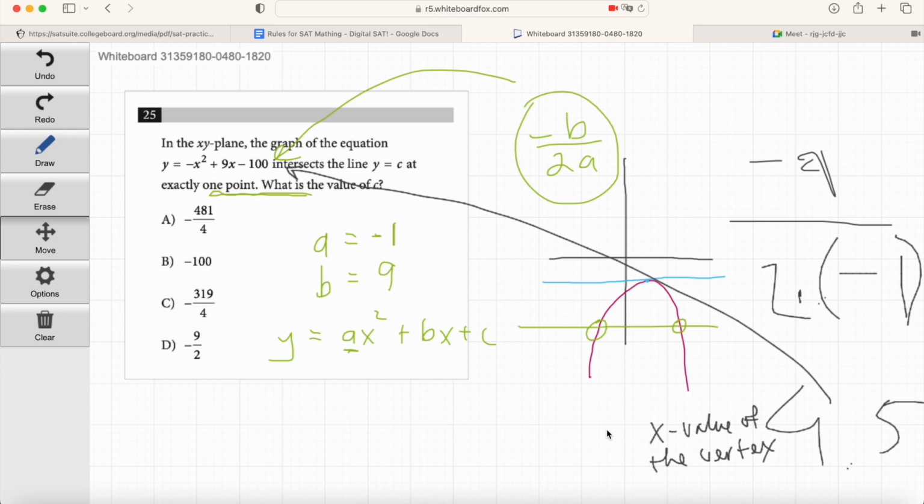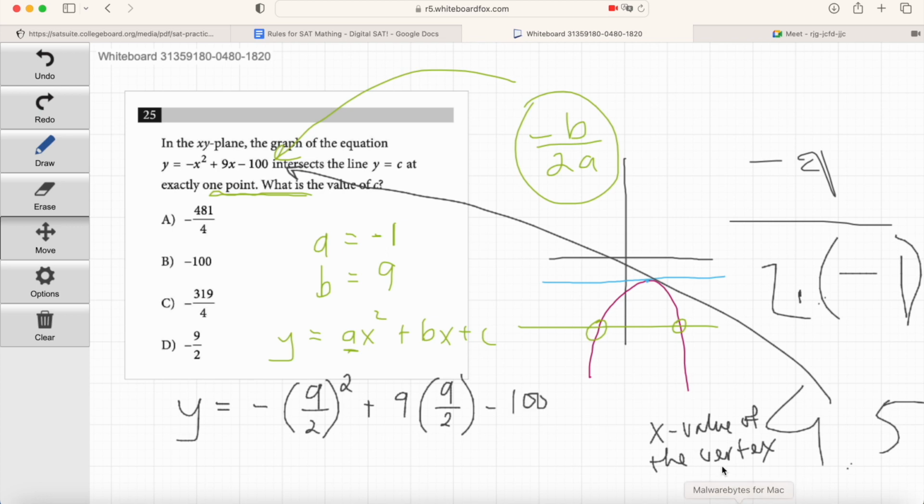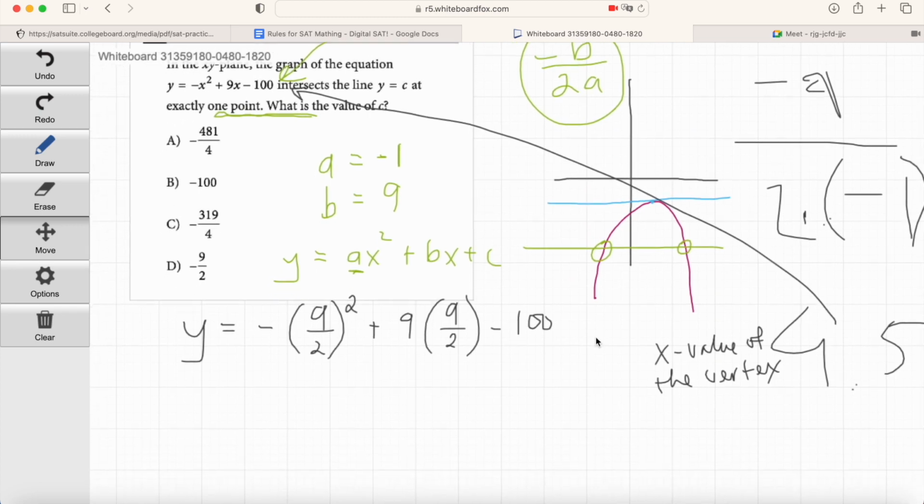I'm going to work this out on the whiteboard, because I think it'll be faster and easier. You could do it as a decimal and punch it all in the right way, but I'm going to do it as a fraction here because the answers are in fractions. So if I plug in that x value, we get y equals negative 9 over 2 squared plus 9 times 9 over 2 minus 100. There's a lot going on here. It's going to be ugly. Punching your calculator is probably easier, but we can practice operations with fractions.